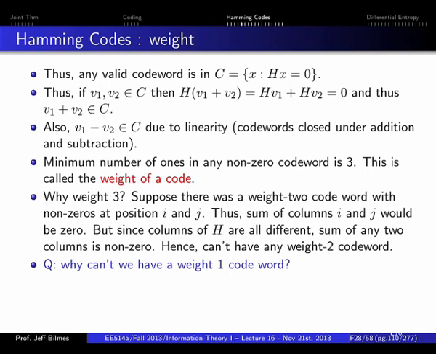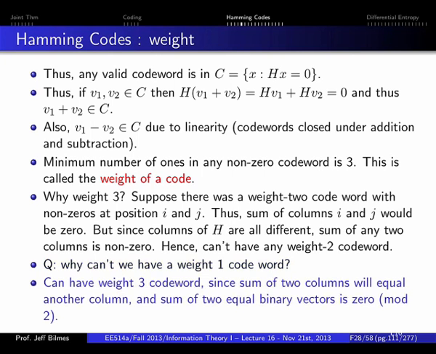Yeah, that would just choose one column vector, exactly right. And one column vector, we said, is non-zero, so you can't have a weight 1. Anything with weight 1 is not in the null space. Can we have a weight 3 code word? We can, in fact, because since all 7 non-zero length 3 vectors correspond to the columns, any two of them summed together is going to equal the third one.